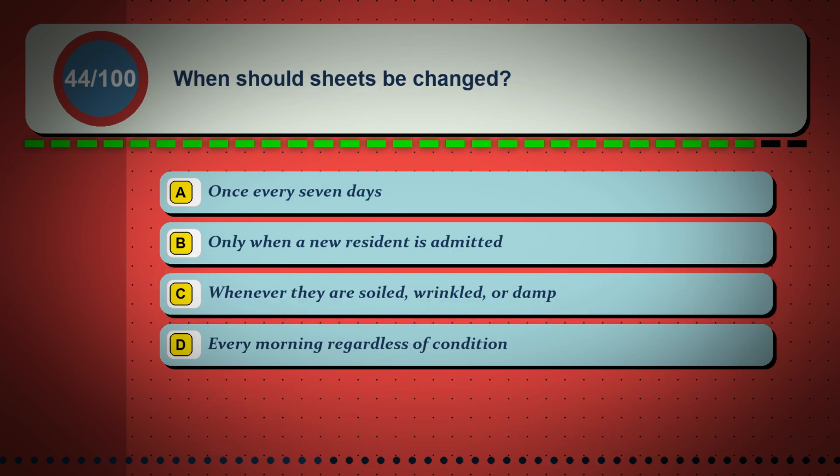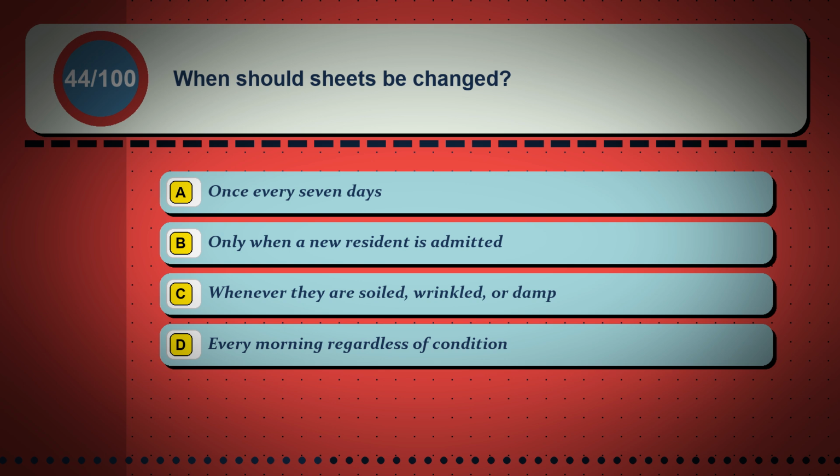Question 44. When should sheets be changed? Option A, once every 7 days. Option B, only when a new resident is admitted. Option C, whenever they are soiled, wrinkled, or damp. Option D, every morning regardless of condition.